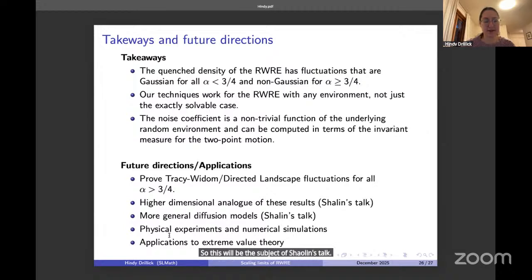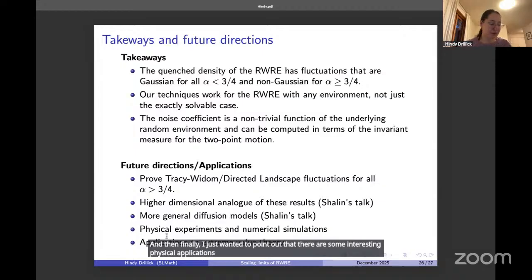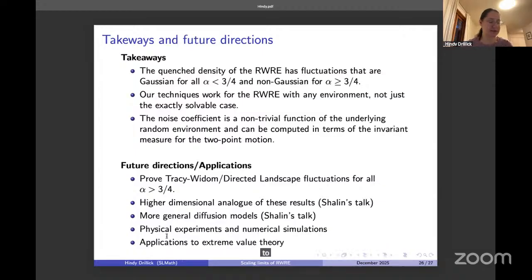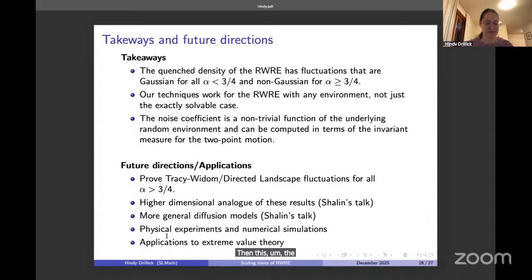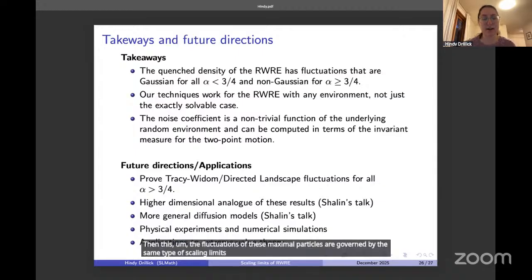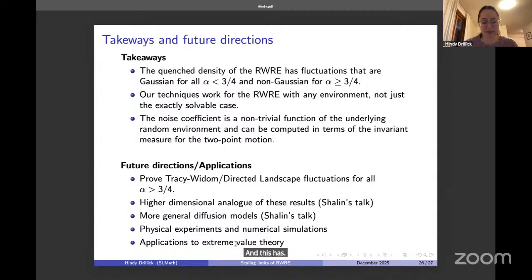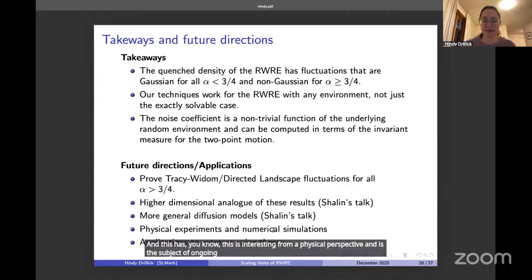And then finally, I just wanted to point out that there are some interesting physical applications to extreme value theory. What I mean by that is if you run many, many particles and you want to look at the behavior of the maximal particle, then the fluctuations of these maximal particles are governed by the same type of scaling limits that I described here. This is interesting from a physical perspective and is the subject of ongoing experiments and simulations in the lab of Eric Corwin at the University of Oregon.